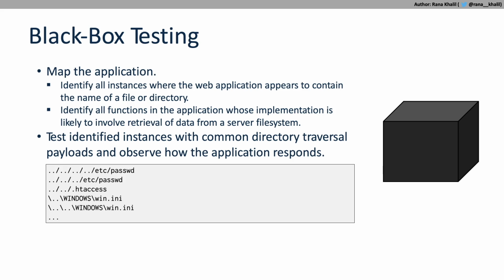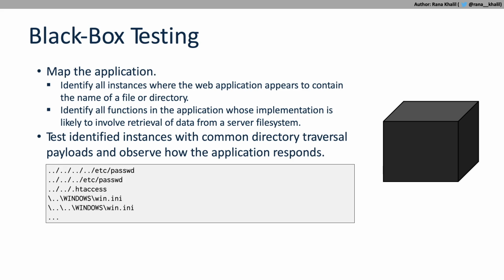Once you've identified all the instances, it's a matter of testing or fuzzing these instances with common directory traversal payloads. On the slide, I've got sample directory traversal payloads. Some of them are for Linux, others are for Windows. If you go online, you could get huge lists that contain tons of payloads that could be used to test for this type of vulnerability. But the idea is that you submit the payload and you analyze how the application responds.